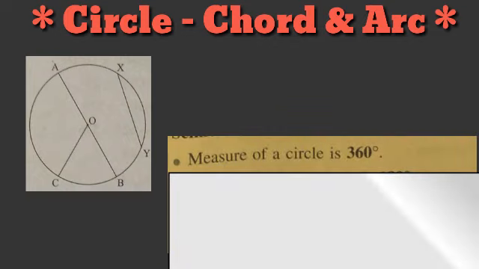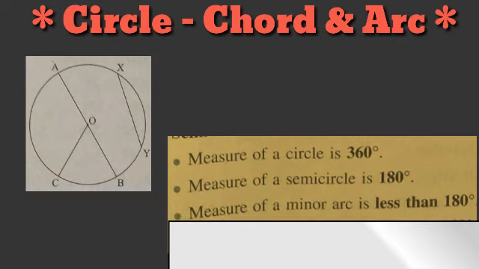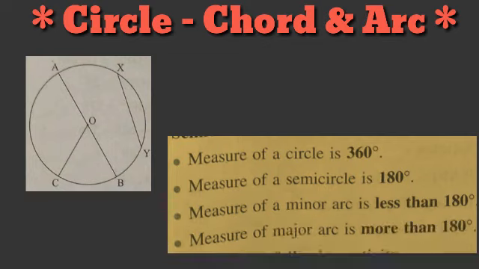Now students, let's see few more important concepts. The measure of a circle is always 360 degree. The measure of a semicircle, which is just half of the circle, is 180 degree. The measure of minor arc is always less than 180 degree, and the measure of major arc is always more than 180 degree. Is that clear, everybody?